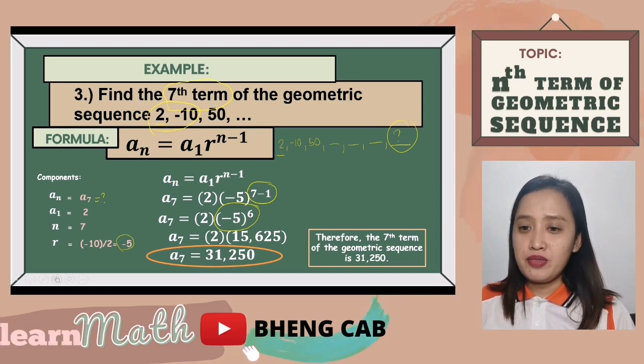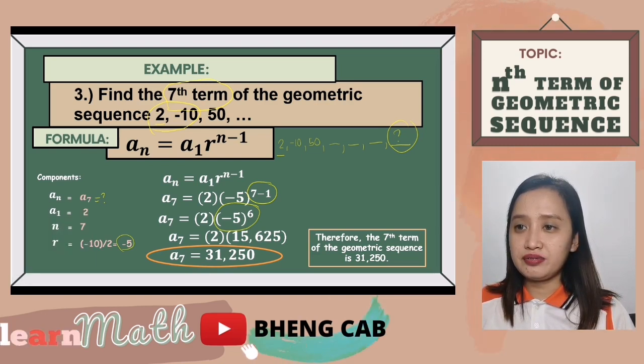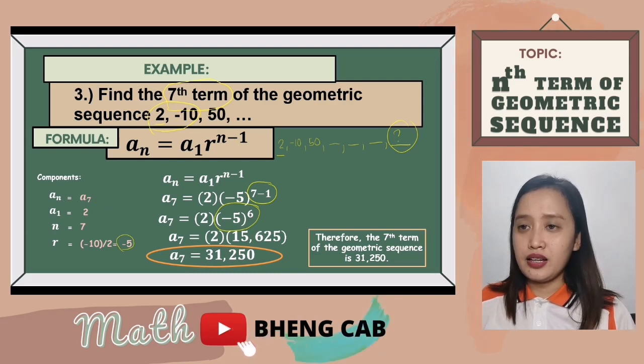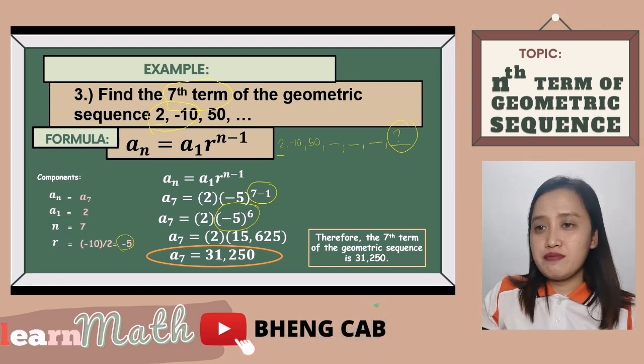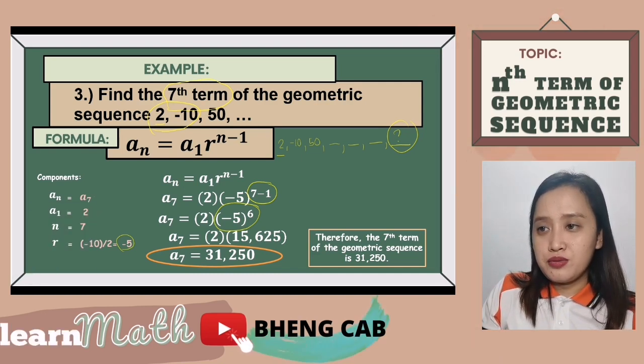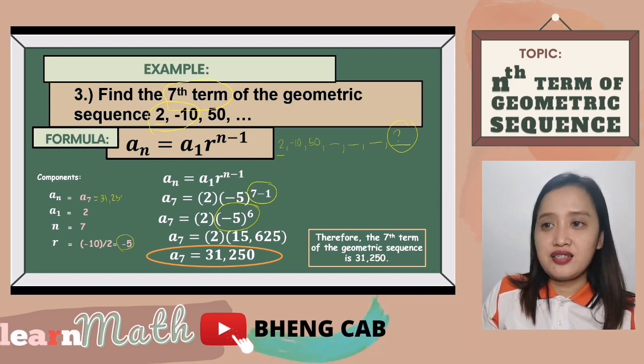Okay, so, dito sa question mark, pwede ko na siyang burahin. Okay, so, we can have here now a sub 7 equals 31,250. So, ganun lang kasi.